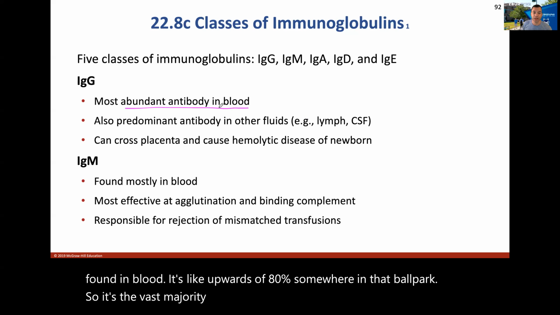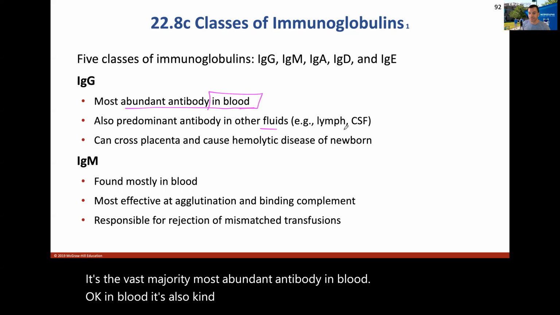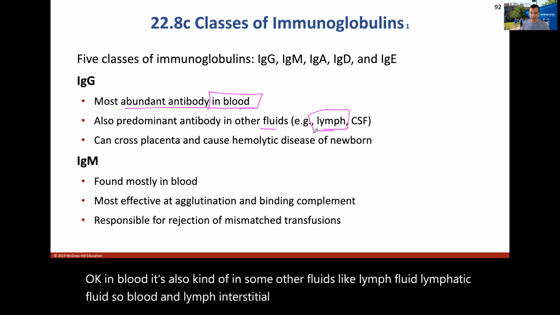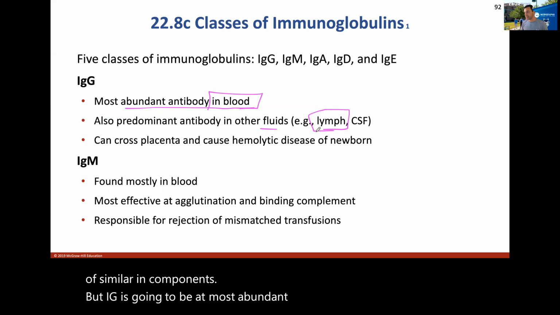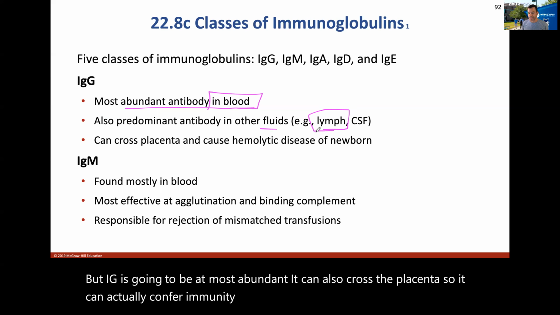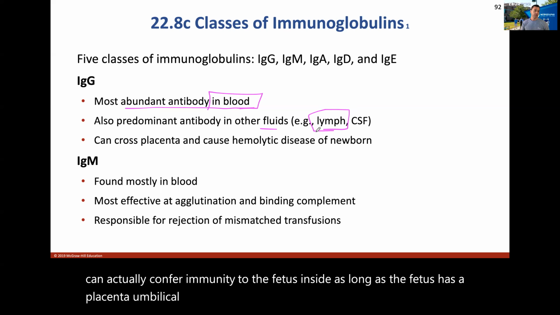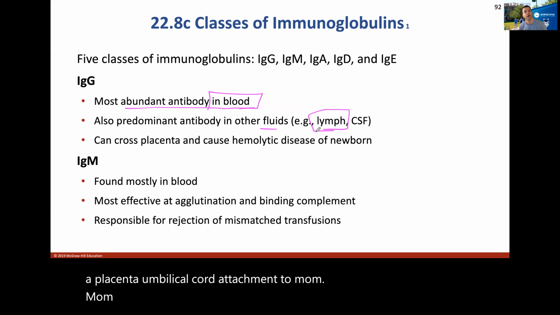Most abundant antibody in blood, okay? It's also in some other fluids like lymphatic fluid. So blood and lymph, interstitial fluid, they're all kind of similar in components. But IgG is going to be that most abundant. It can also cross the placenta, so it can actually confer immunity to the fetus inside, as long as the fetus has a placenta and an umbilical cord attachment to mom. Mom can confer immunity to her unborn child just through sheer IgG.